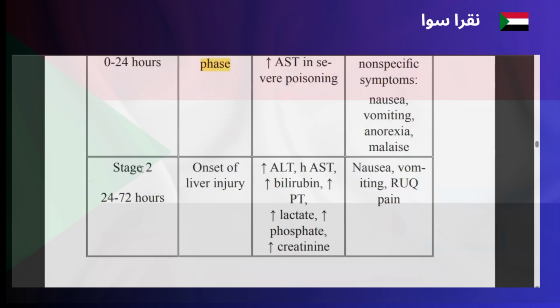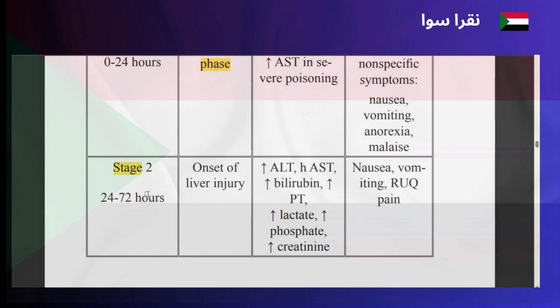Stage 2, from 24 to 72 hours, is the onset of liver injury. The lab tests show increased ALT and AST, increased bilirubin, prothrombin, lactate, phosphate, and creatinine. Manifestations are nausea, vomiting, and right upper quadrant pain.